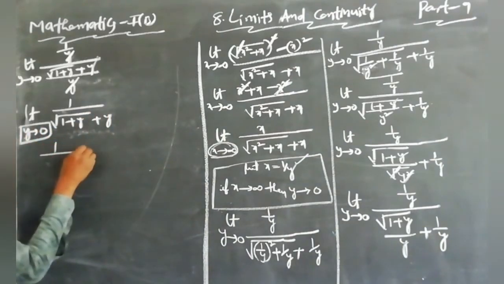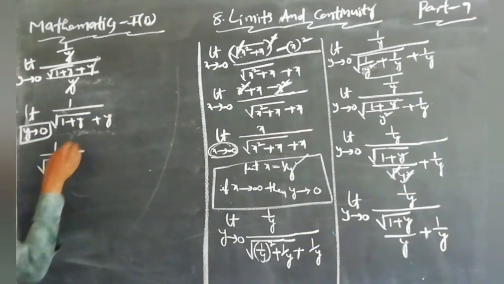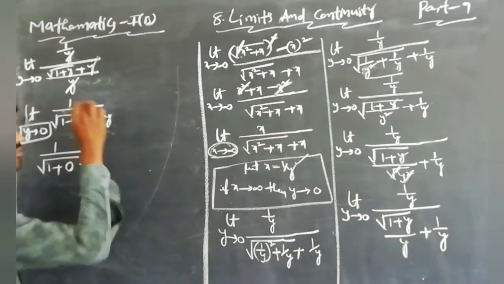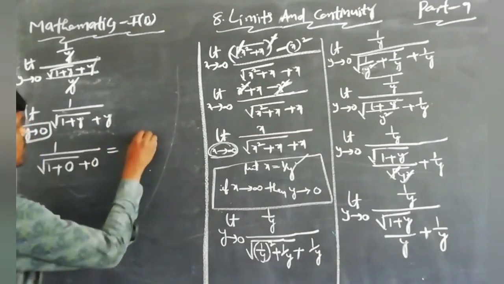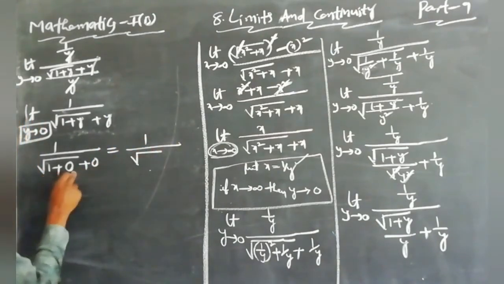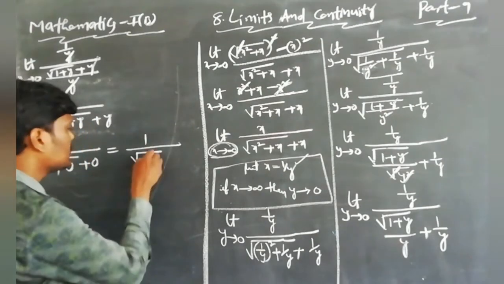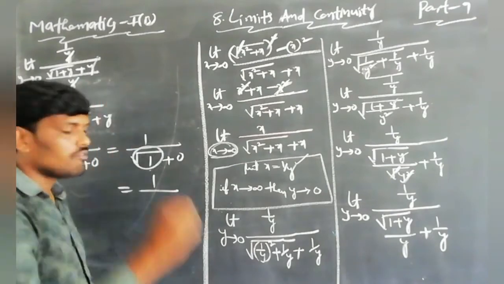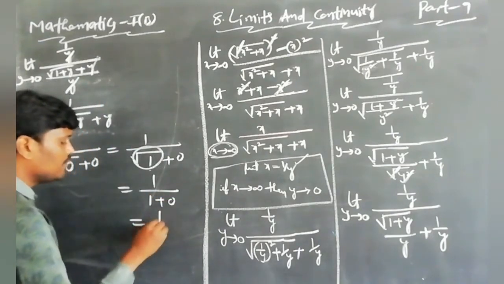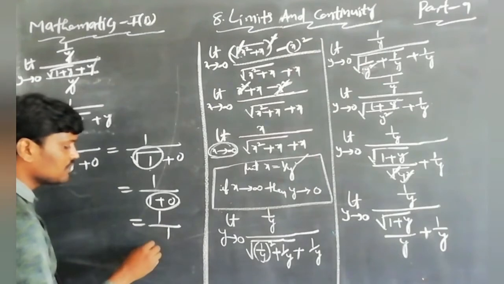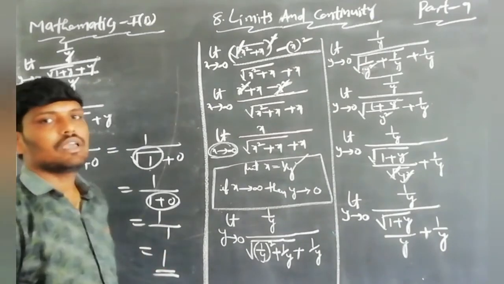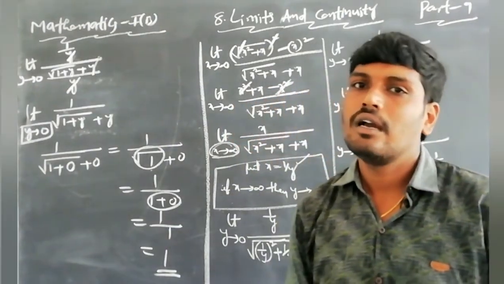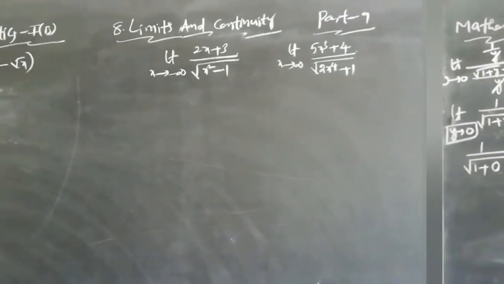Here, 1 by square root of 1 plus, in place of y you can write 0. So 1 by square root of 1 plus 0. 1 plus 0 is 1, so 1 by square root of 1. The square root of 1 is 1, so 1 by 1 is equal to 1. This is the value of the given limit: it is equal to 1.